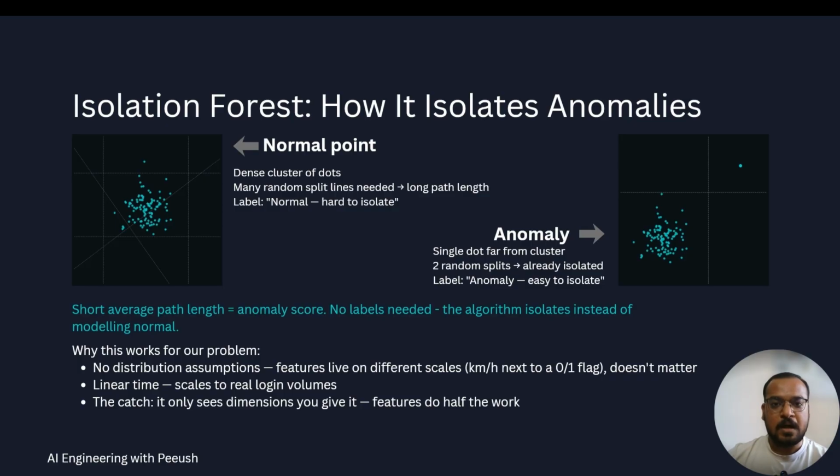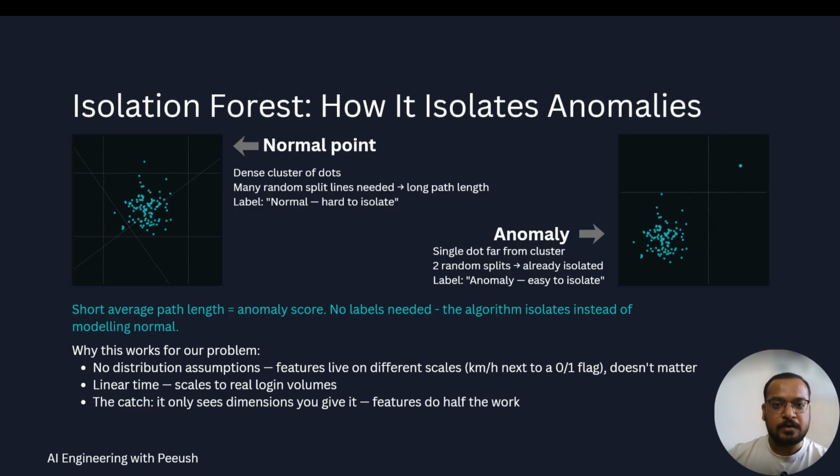Now ask, how many cuts did it take to isolate each point? A normal point sits in a dense crowd. Separating it from neighbors takes many cuts. An anomaly sits far out in feature space, often two or three random cuts, and it's alone. Path length is the signal. Do this with 200 random trees and average the path lengths, and you get a remarkably stable anomaly score. Short average path, anomalous. Long, normal.